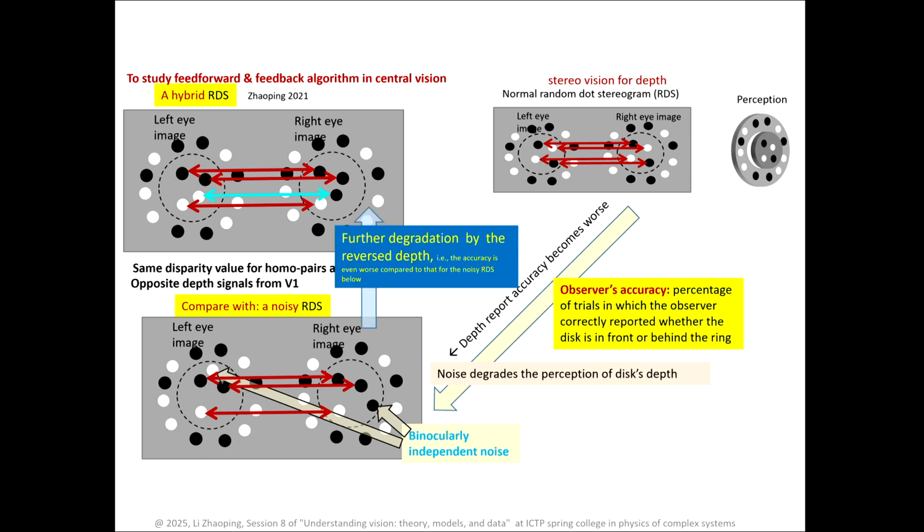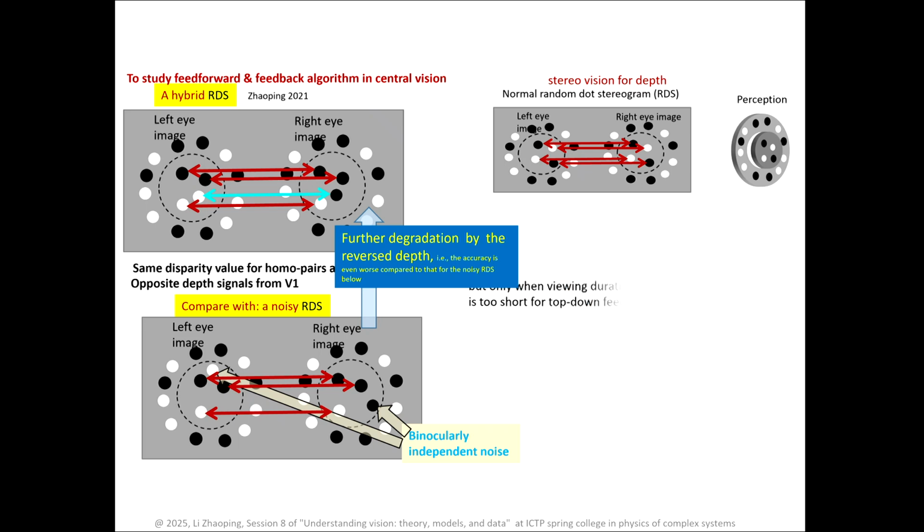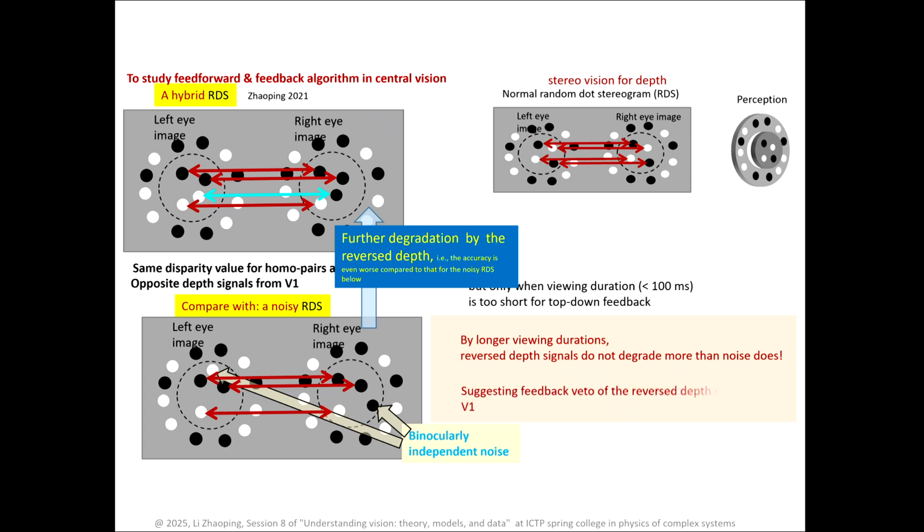We found that the reverse depth signals by the heteropairs further degrade the perception of the disk's depth. However, this additional degradation occurs only when the viewing duration is too short for top-down feedback to take effect. When the viewing duration is long enough, there is no additional degradation. This suggests that the top-down feedback vetoes the misleading reverse depth signals from V1.